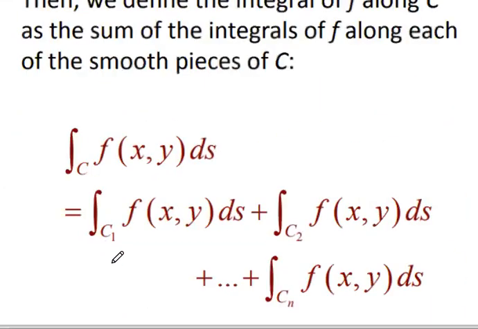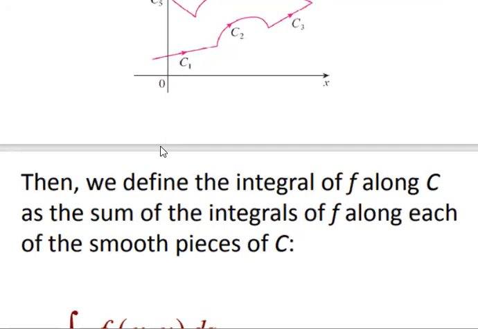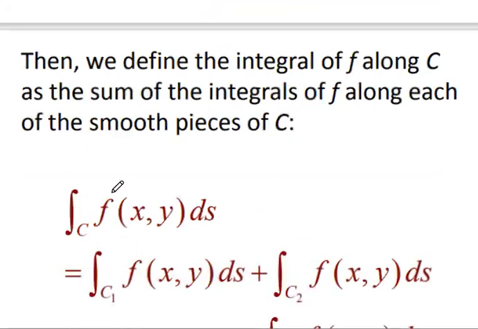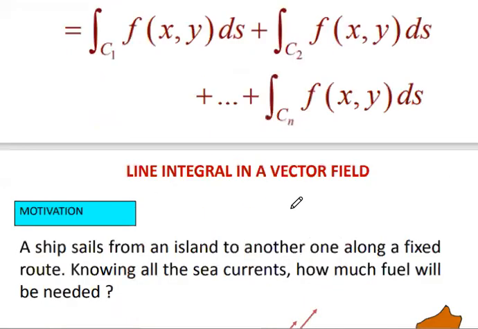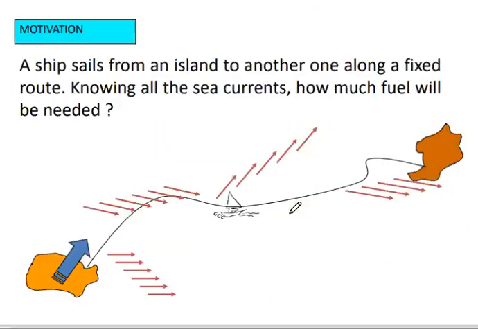So this is the line integral of a scalar value function along C. What if this is a vector value? Let's discuss the line integral of a vector value function along a path. So this is the motivation. This is the practical example.